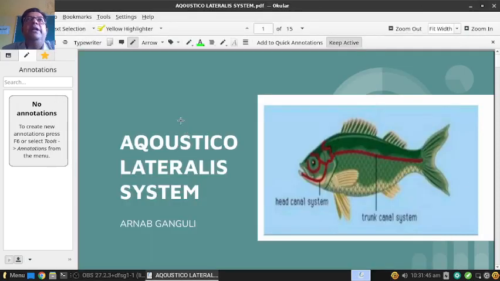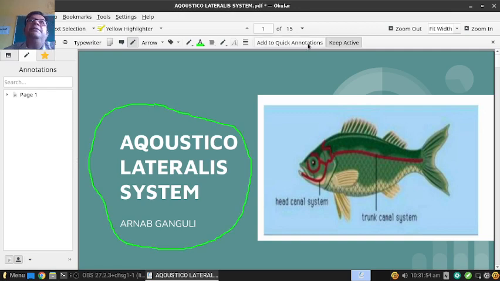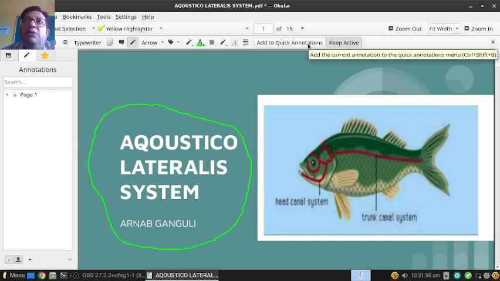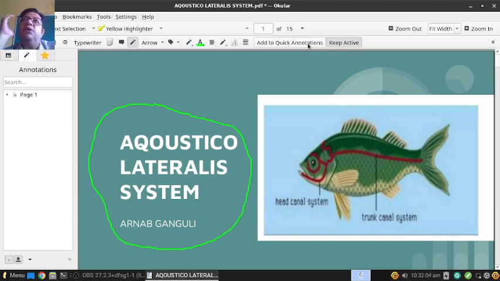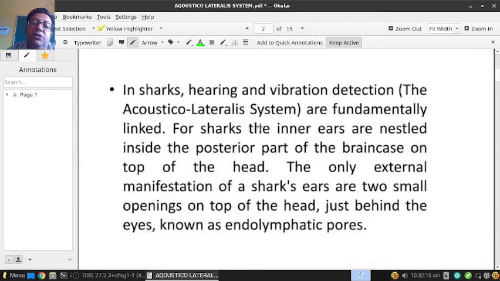So we will be talking about the acoustico-lateralis system. What do we mean by this? Basically, acoustic means sound and vibrations. Throughout the side of the fish you have a system, and they also have a special type of ears, especially in sharks, with which they are able to hear. That is known as the acoustico-lateralis system.